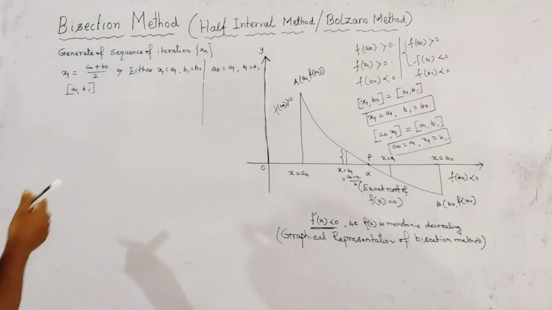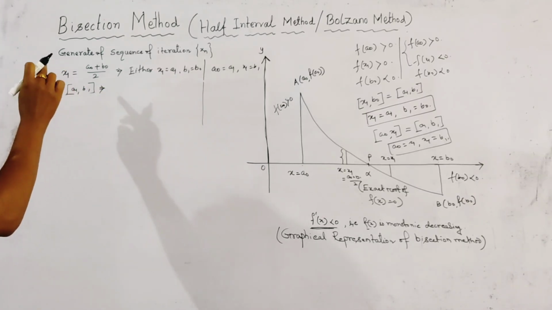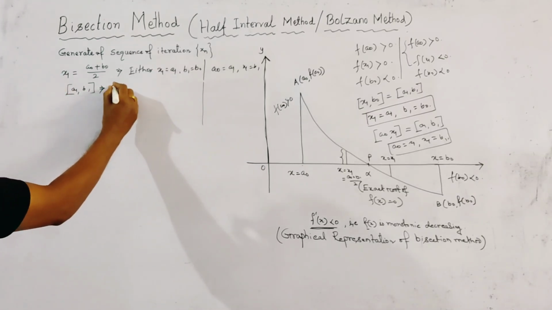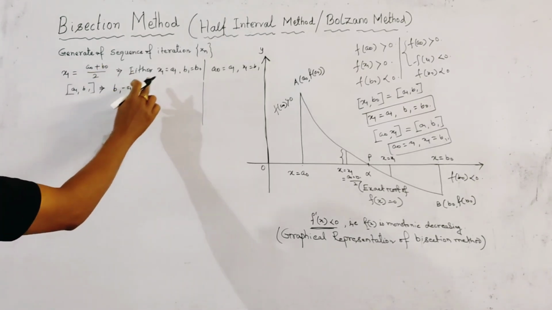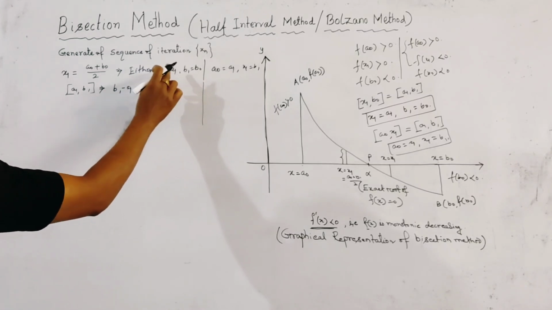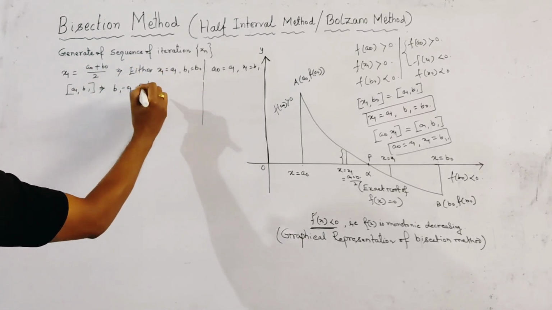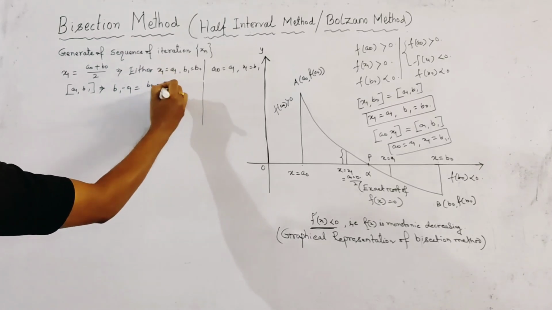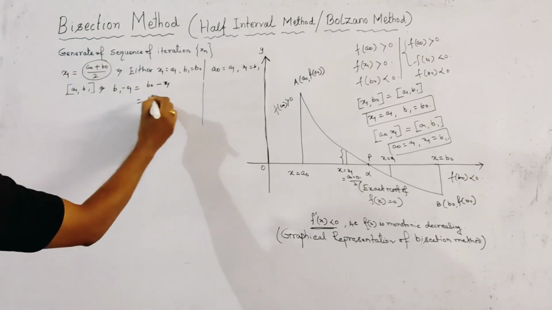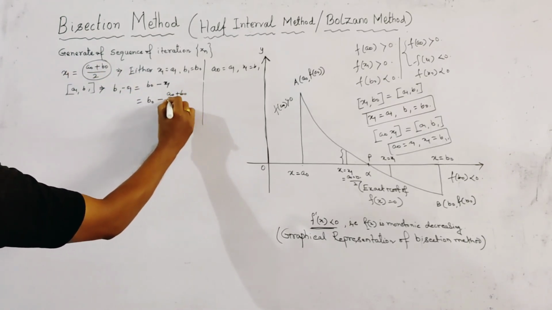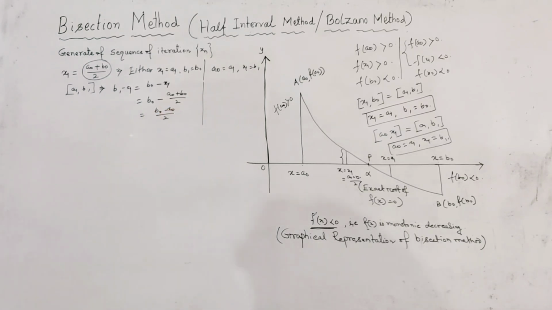Now for this new interval of approximation we find the length of this interval, which is given by b1 minus a1. If we take this point as b1 and a1, in this case we get b1 means b0 and a1 means x1, and this is b0 minus x1, where x1 is a0 plus b0 by 2, and clearly this is b0 minus a0 by 2.